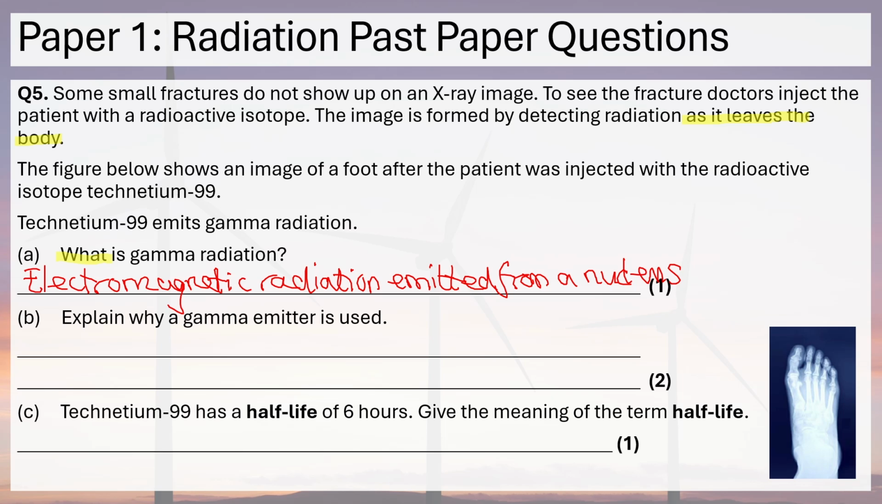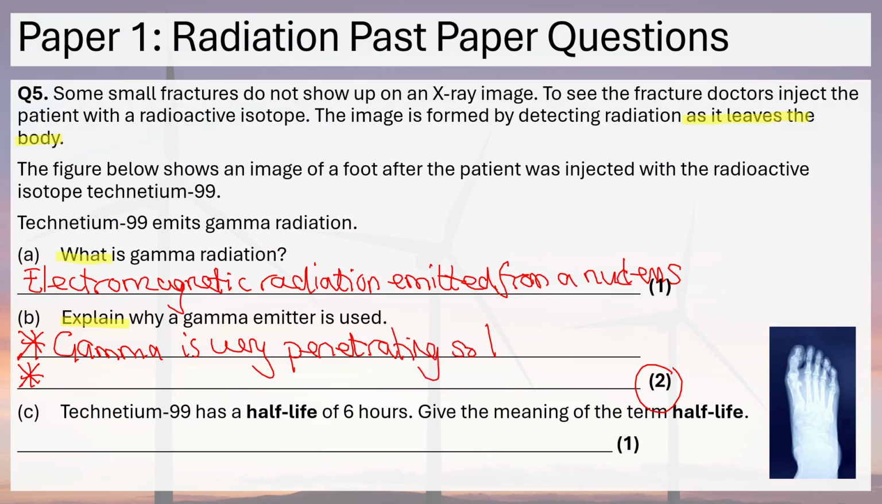Part B, we've got an explain question. Explain why a gamma emitter is used. We've got 2 marks here. So again, I need to make sure I include 2 points in my explanation. So the first thing is to think about what the property of gamma radiation is that makes it useful, and then why that is a useful property. So gamma radiation is very penetrating. That's the key idea.